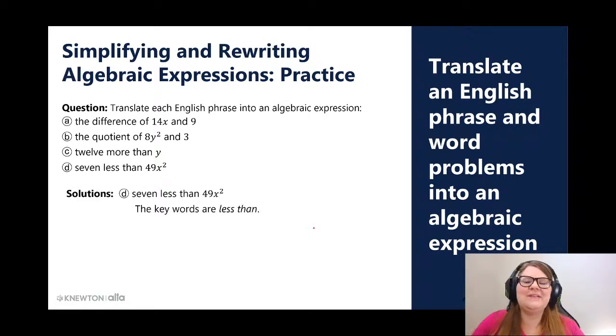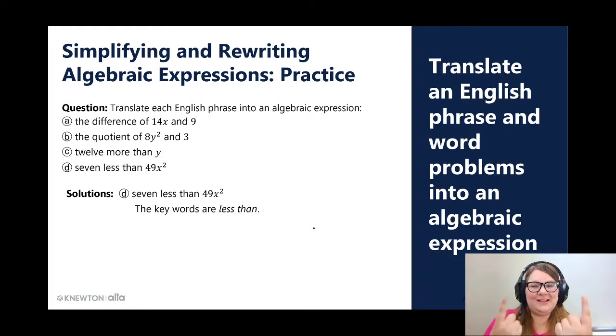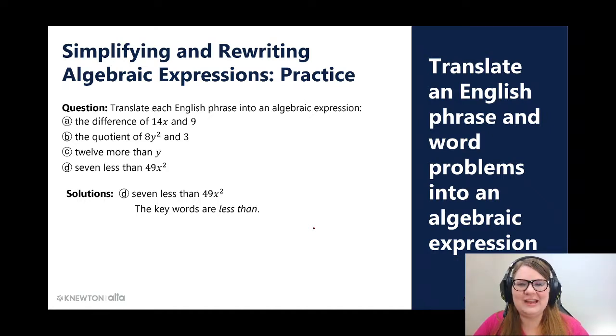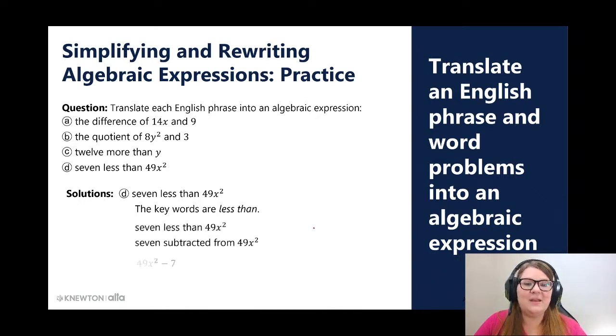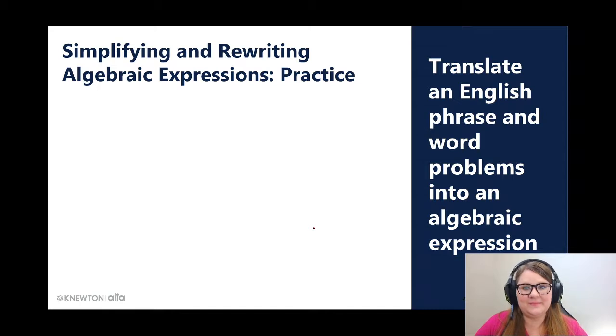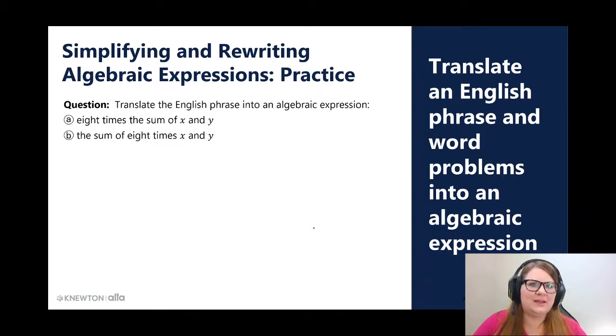All right, 7 less than 49x squared. Now, less than, again, is very much like more than. The numbers or variables or terms are switched. So in this case, 7 less than 49x squared is 49x squared minus 7. Subtraction and division are not commutative. That means order absolutely matters, and you have to put them in the order that's said.